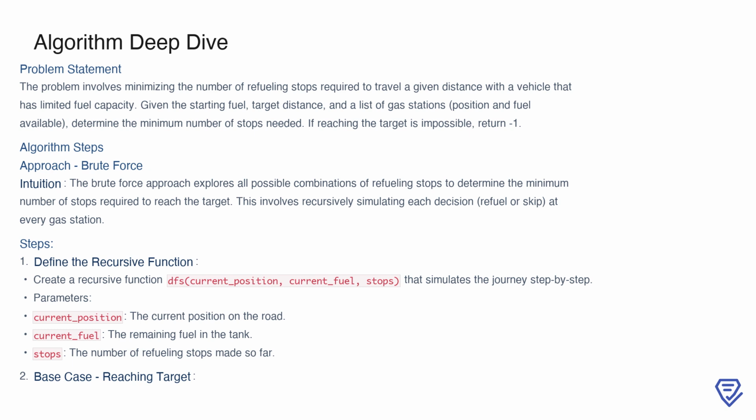To implement this, we define a recursive function, DFS, which takes the current position, the remaining fuel, and the number of stops made so far as parameters. This function will simulate the journey step by step, exploring all possible paths to the target.